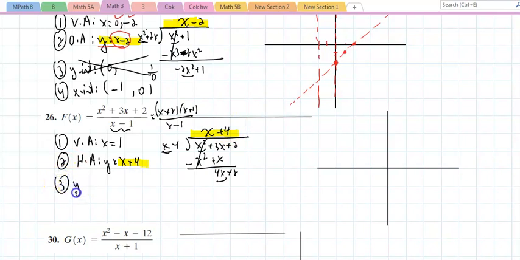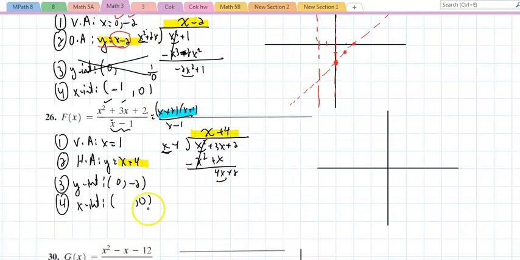3. What is the y-intercept? Where does this graph cross the y-axis? Put a 0 in for x. Don't you get a 2 over negative 1, which is negative 2? How about x-intercept? Where does y equal 0? That's when the top equals 0. And I notice I have two values for this problem. So I'll make more space. I have a negative 2 and a negative 1. X equals 1. That's the only vertical asymptote I have.